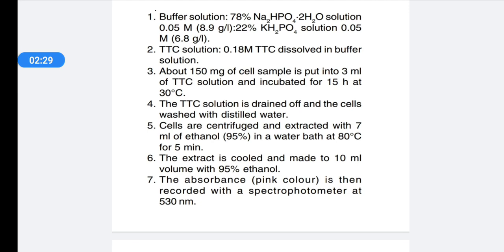The TTC solution is then drained off and the cells are washed with distilled water. Then the cells are centrifuged and extracted with 7 ml of ethanol in a water bath at 80 degrees Celsius for 5 minutes. This extract is cooled and made up to 10 ml volume with 95% ethanol. If the cells are viable, there will be a pink color, and the absorbance is recorded in a spectrophotometer at 530 nanometers.